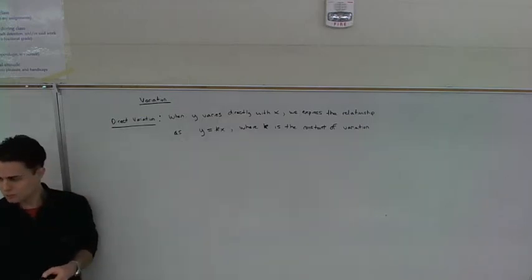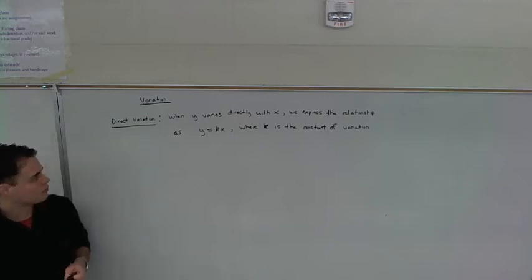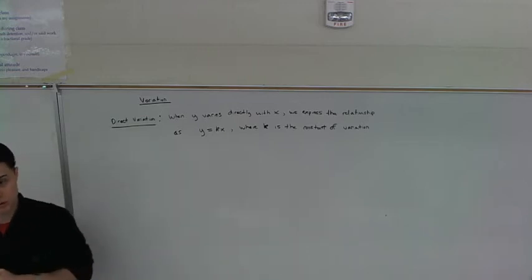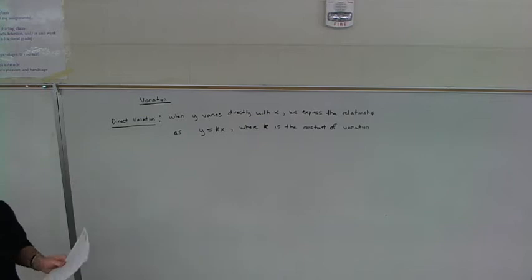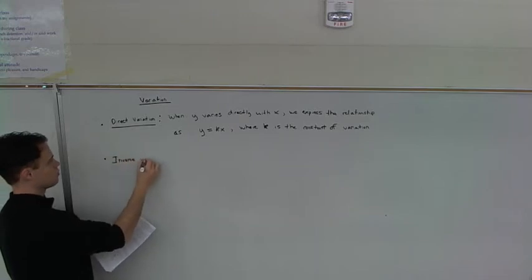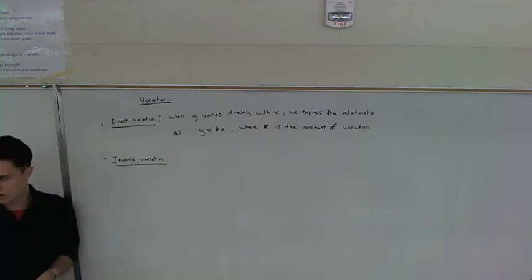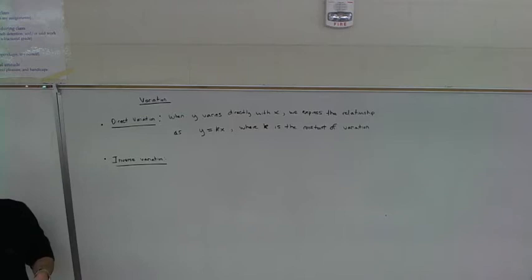Where K is the constant of variation. Okay, so that's the first type of variation, which you should have seen before. These other ones you might not have. We've also got inverse variation. And then we'll have a joint and combined variation.